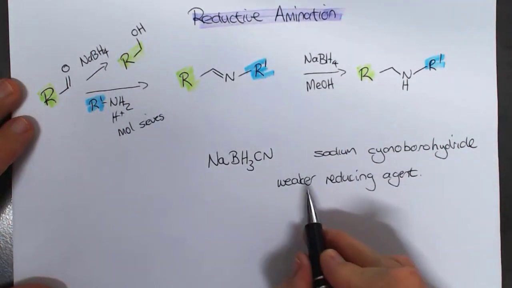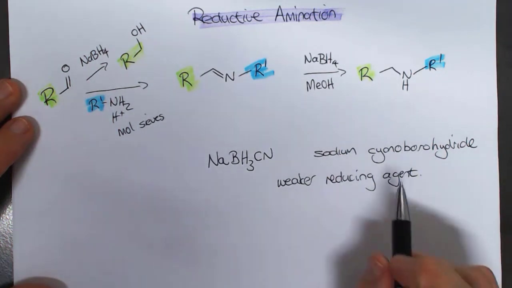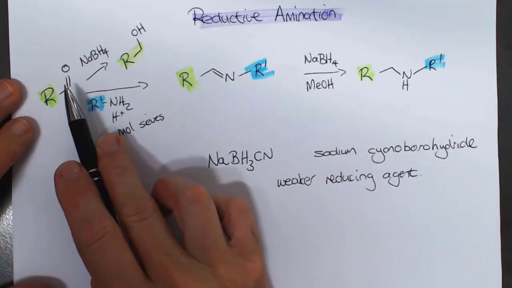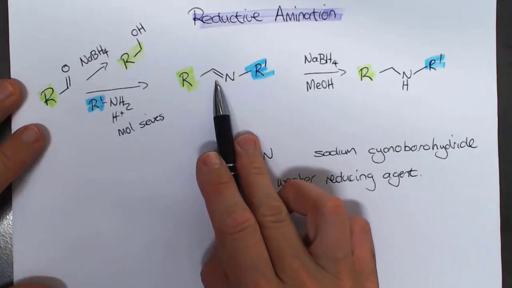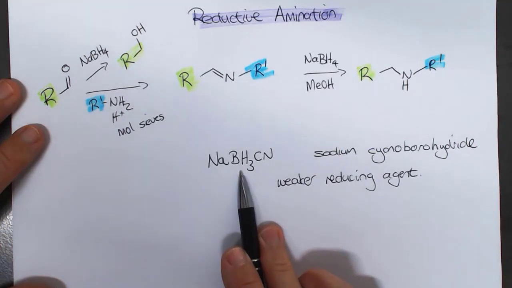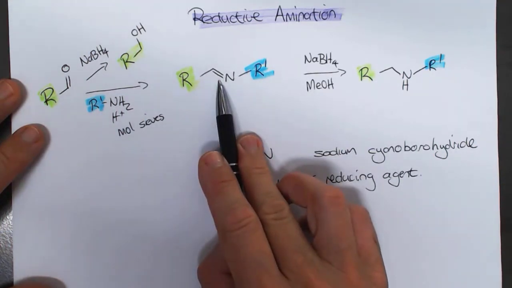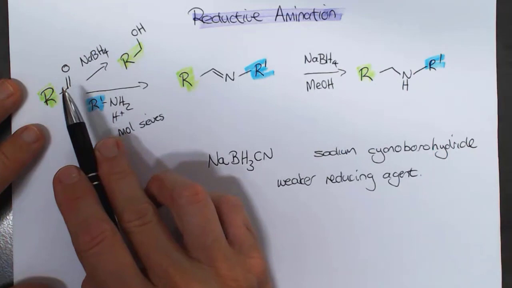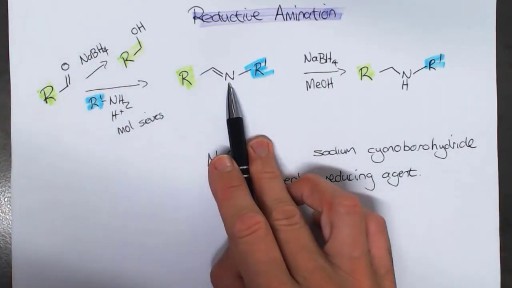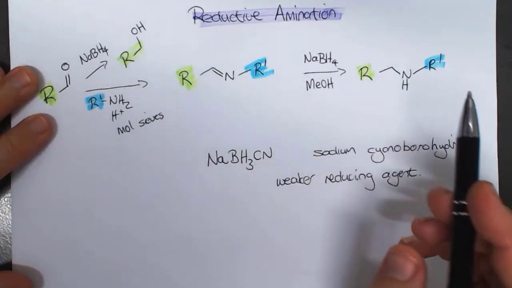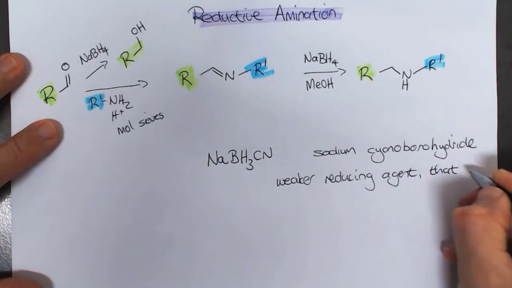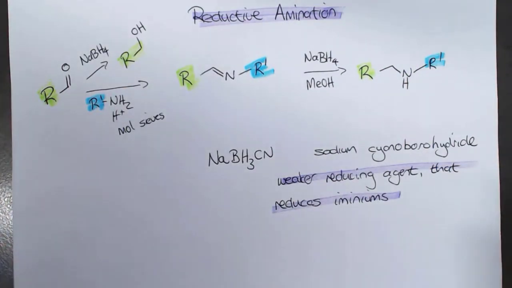Now, that should actually be contradictory. I've just told you that carbonyls are easier to react with and imines are not as reactive. So if we're using a weaker reducing agent, that surely is not going to react with that. It's going to rather want to react with that. The trick here is that we're not actually going to be reducing the imine. The trick is that this thing works by reducing iminiums. So let's look at this.